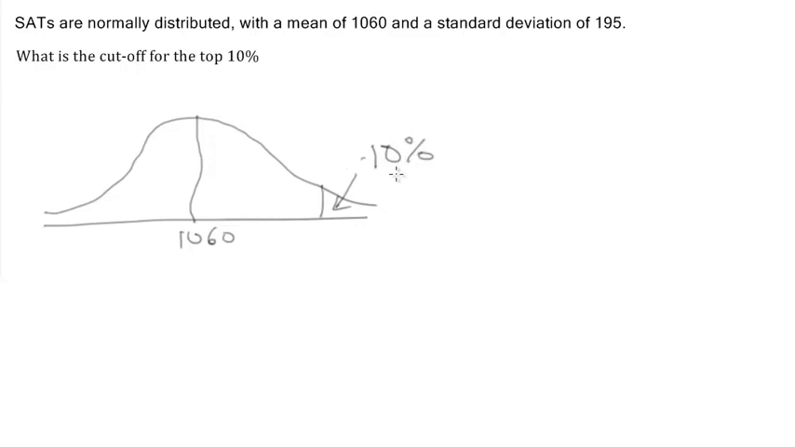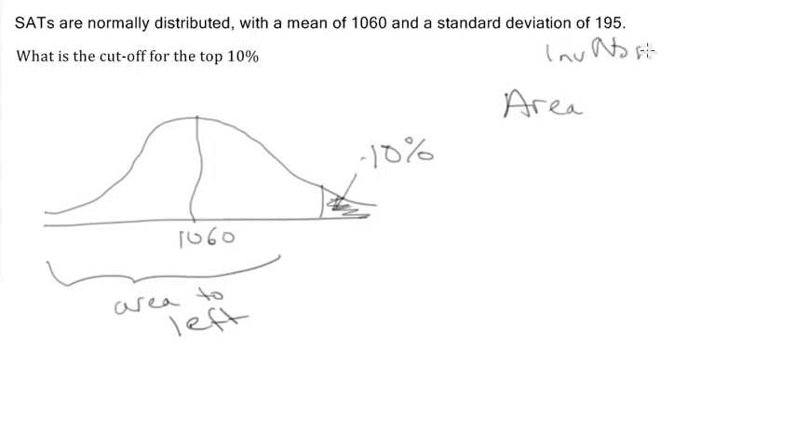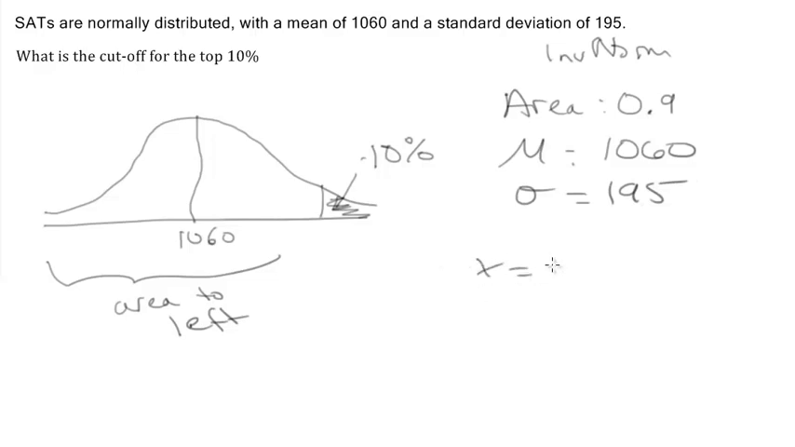The pen's getting tired. That's this area here, but don't forget, inverse norm needs area to the left. So if we've asked for inverse norm, we're going to put in area, we're going to put in 90%. And then the mean will be 1,060, the standard deviation will be 195, and somewhere I have this answer. x is going to turn out to be 1310.